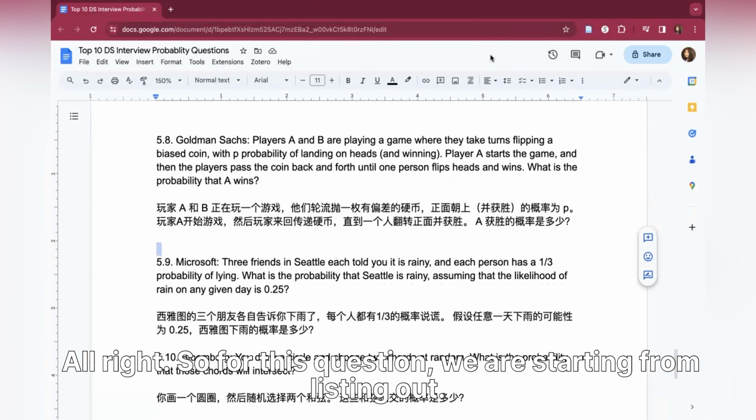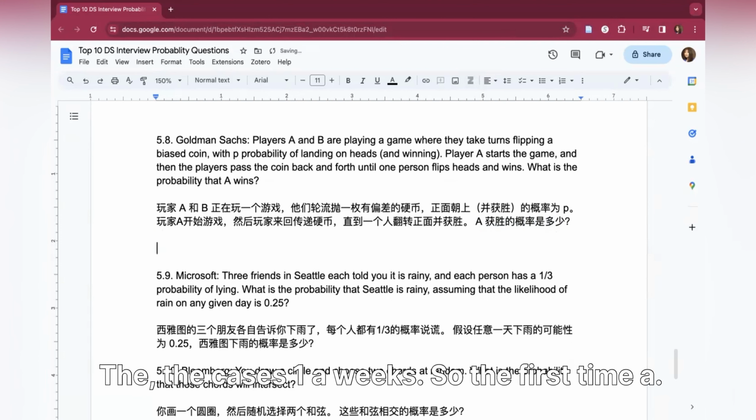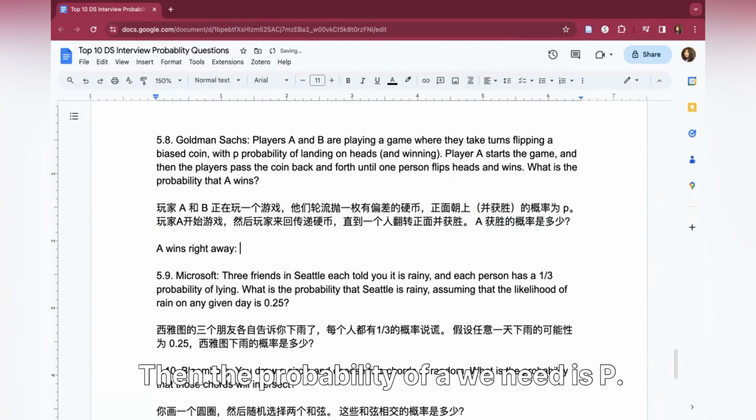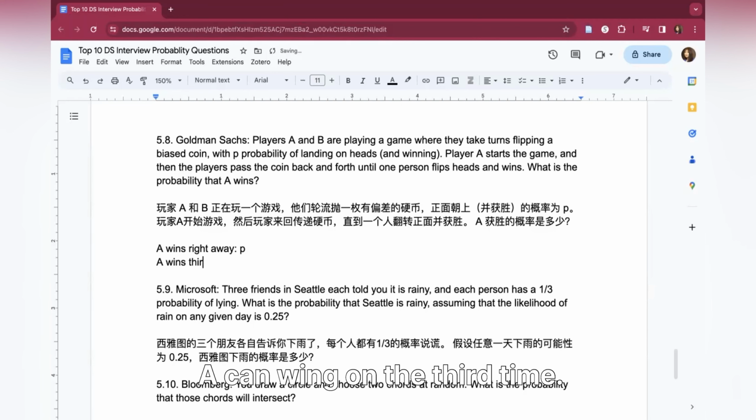All right, so for this question, we are starting from listing out the cases when A wins. So the first time, if A wins right away, then the probability of A winning is P. And then it's B to play. And then A can win on the third time.